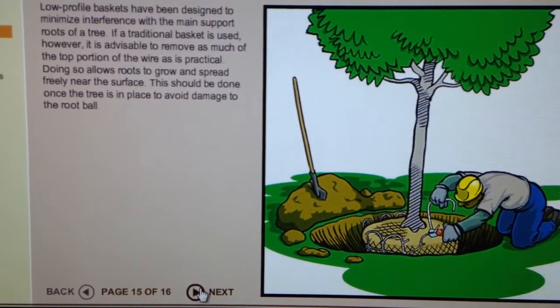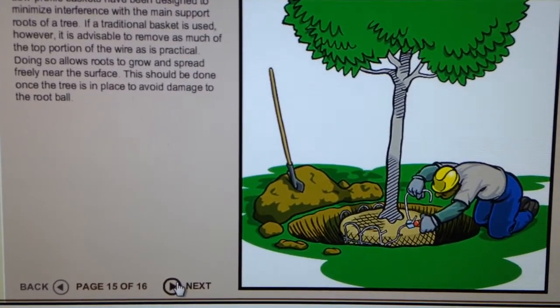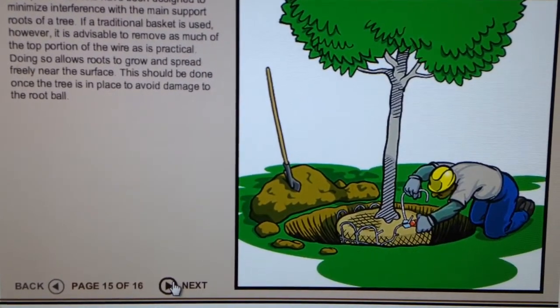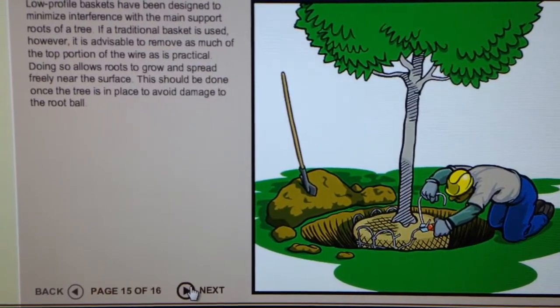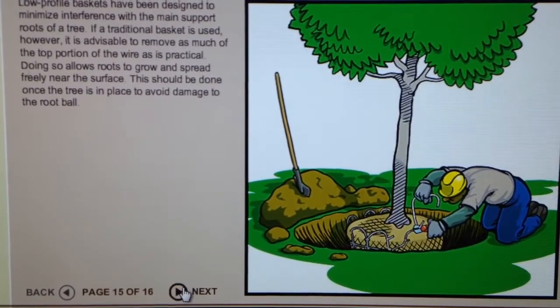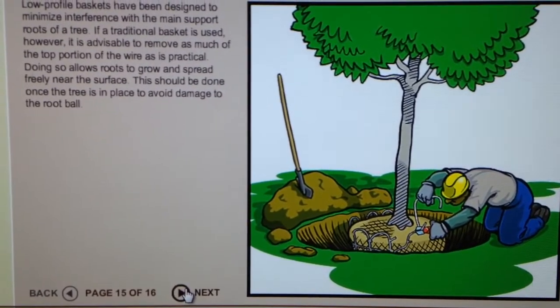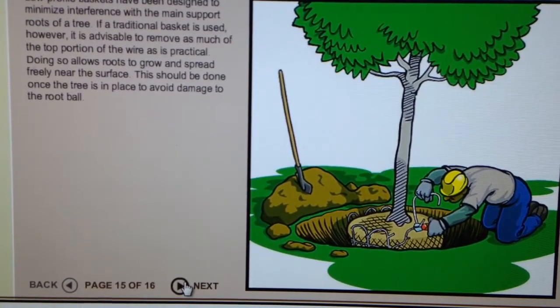Low-profile baskets have been designed to minimize interference with the main support roots of a tree. If a traditional basket is used, however, it is advisable to remove as much of the top portion of the wire as is practical. Doing so allows roots to grow and spread freely near the surface. This should be done once the tree is in place to avoid damage to the root ball.